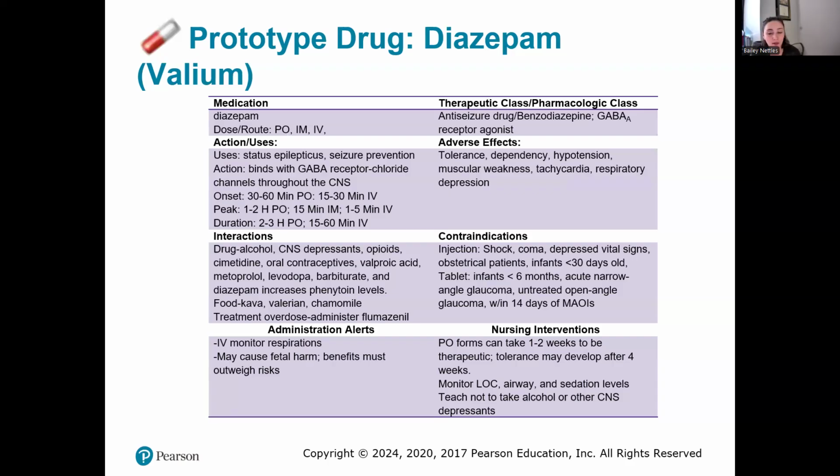So we monitor our blood, our LOC, our airway, our sedation levels, all of the vitals, right? Respirations, blood pressure, heart rate, oxygen saturation. Teach them not to take alcohol. They cannot drink alcohol with this or other CNS depressants. So besides our ABCs, which are always first for this one, we also have safety, because this can cause drowsiness as well.